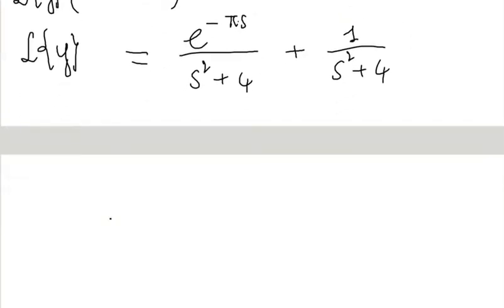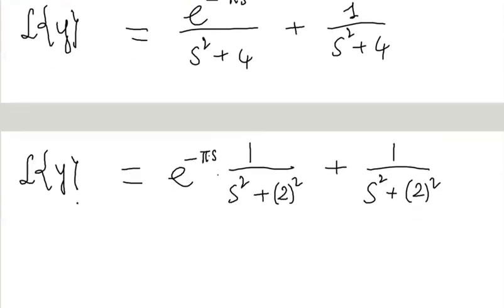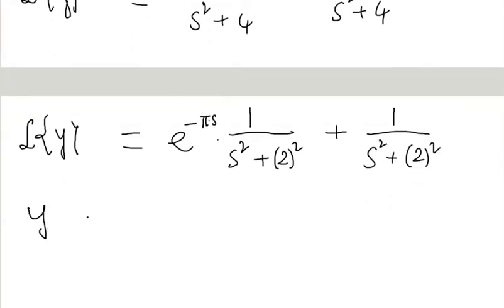So we need to use inverse Laplace transform to solve for y. But before doing that, recall that we don't combine terms with e to the minus cs. Instead, we separate them. So we should write e to the minus pi s here separately times 1 over s squared plus 2 squared, plus 1 over s squared plus 2 squared. This is the Laplace transform of y, and our solution y is the inverse Laplace transform of that.